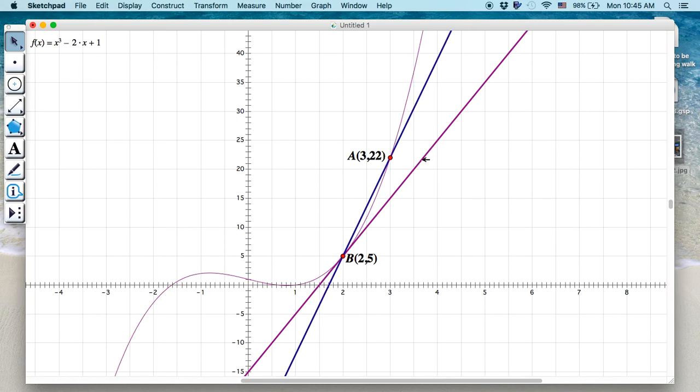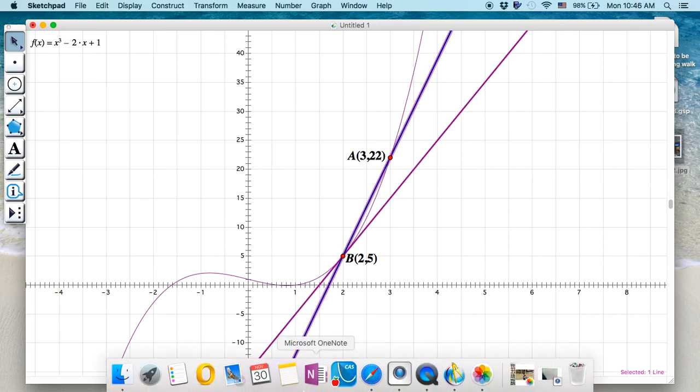And the tangent line is a straight line that is just touching the function f of x, which is x cubed minus 2x plus 1, at the point (2, 5). So how do we find the equation of this?